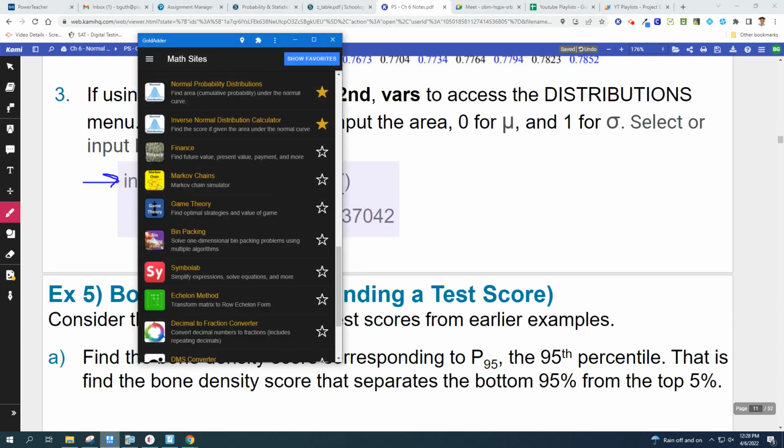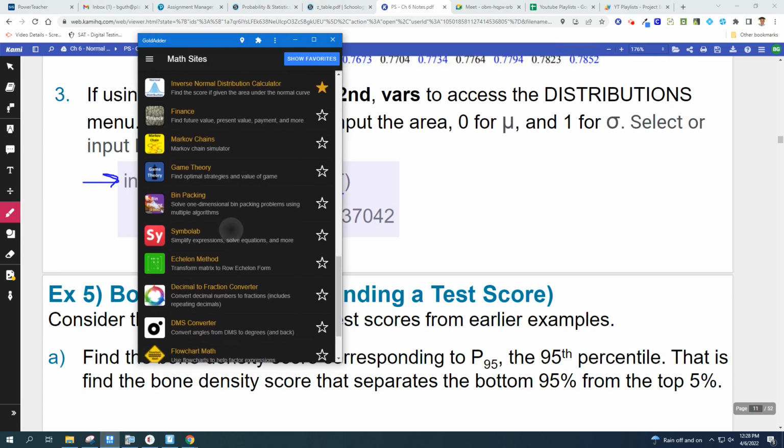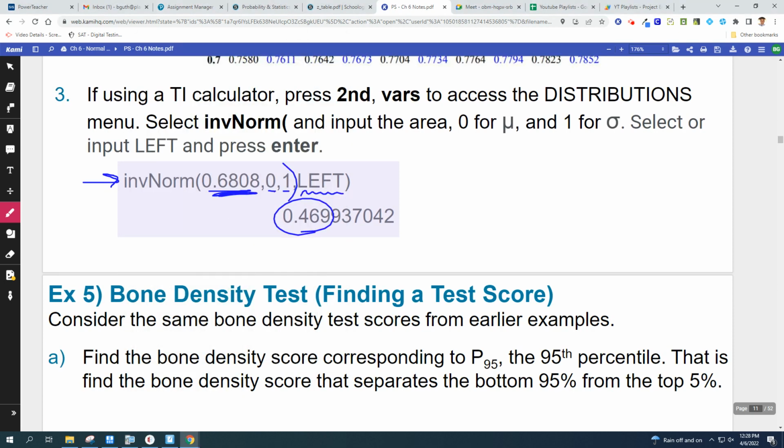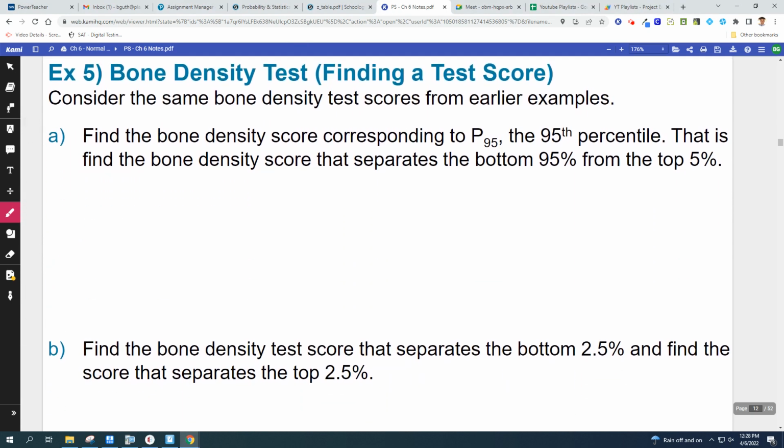Oh, by the way, those of you with this calculator, this is where you would use that inverse normal distribution. Okay, this just goes backwards. Give it the area, it'll give you the z-score, or the score. Actually, it's better than that.